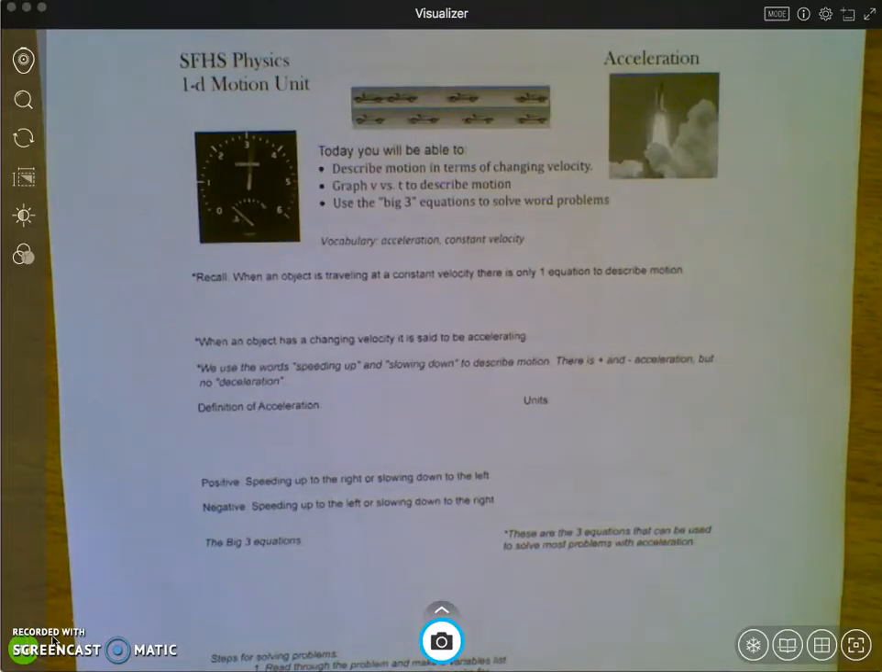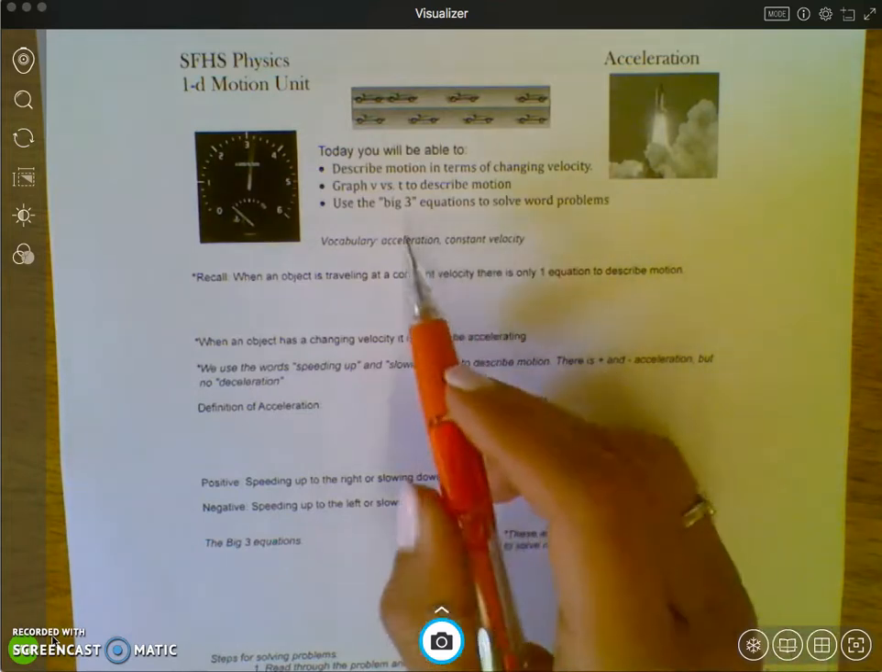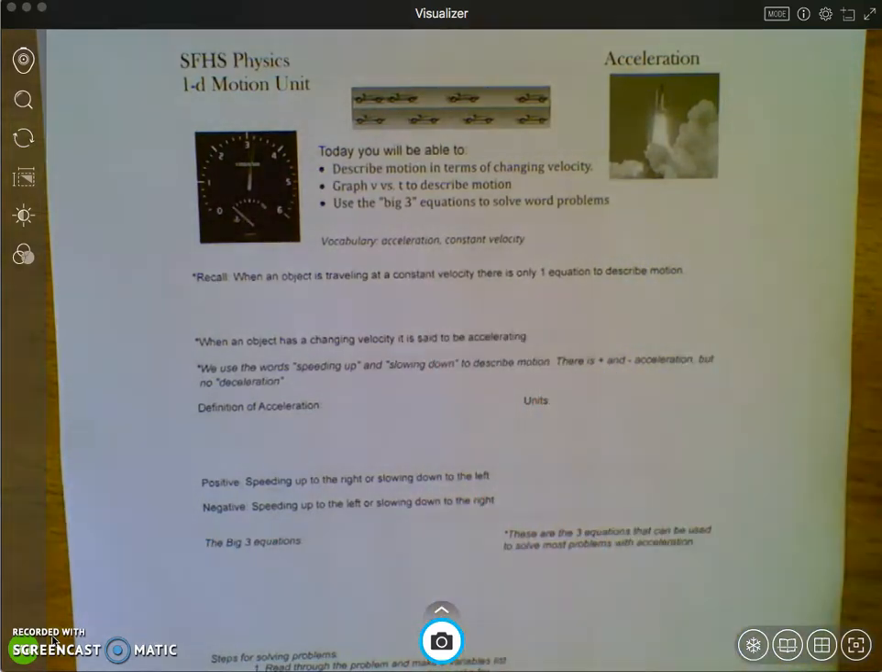Okay, guys, so today's lecture is Unit 1, Lecture 2, and this lecture focuses on acceleration, so make sure that you have the right notes up and you're ready to go. All right, so today we're going to focus on describing motion in terms of a changing velocity, and we will be doing the graphing of v versus t in class, so don't worry about that part. But we will be using these big three equations to solve word problems. And so we're going to go through those together today.